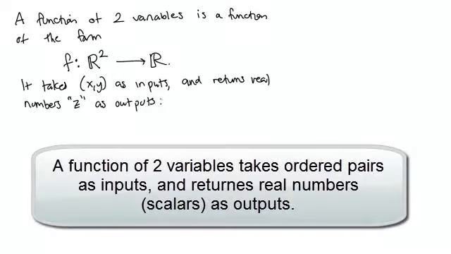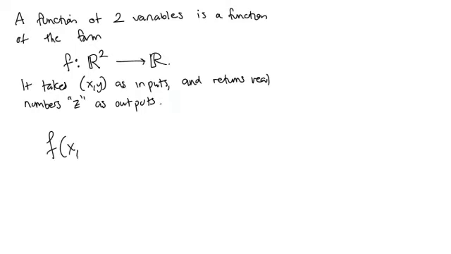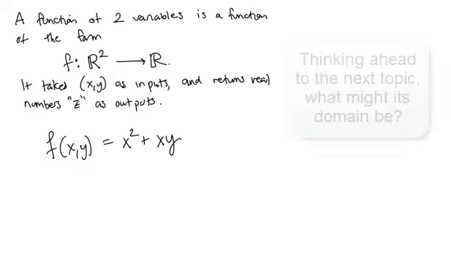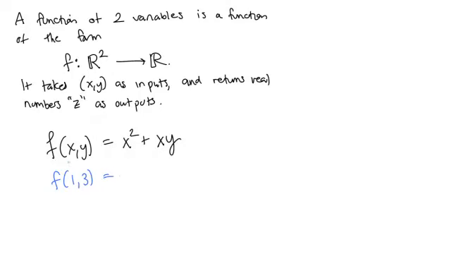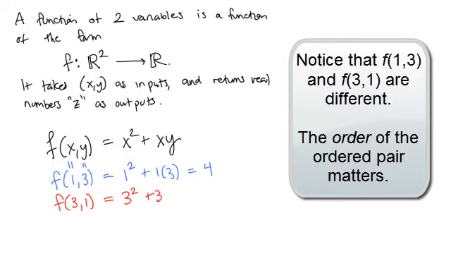Said differently, it's a function that takes ordered pairs like x, y as inputs and returns real numbers like z as outputs. For example, f of x, y equals x squared plus xy would define a function of two variables. Given any x, y pair, say the point 1, 3, then we could determine the output value by plugging in x equals 1 and y equals 3. This would be 1 squared plus 1 times 3, or 4. Similarly, f of the point 3, 1 would be, well, x is now 3, so we'd have 3 squared plus 3 times 1. That's 9 plus 3, which is 12.